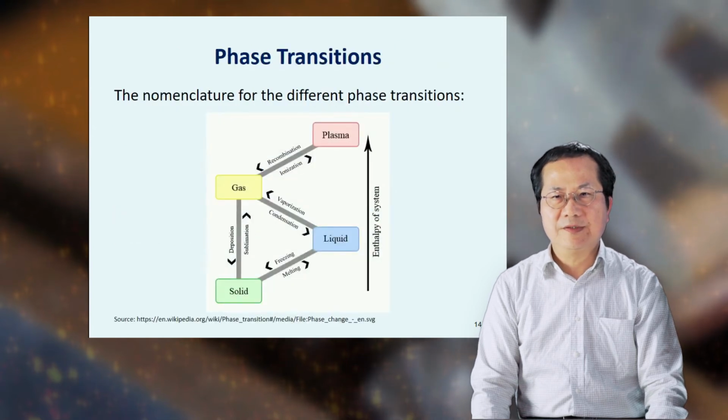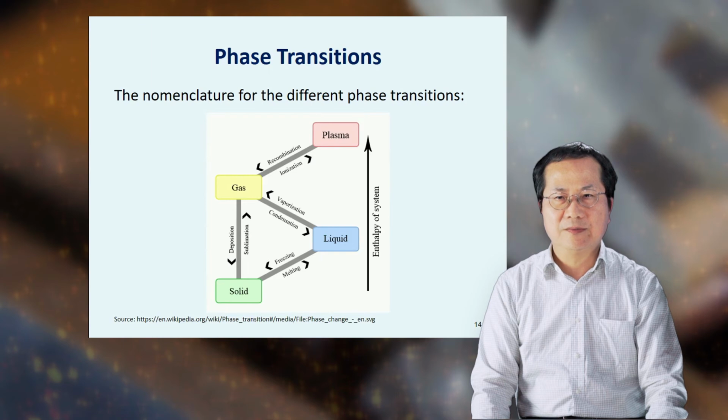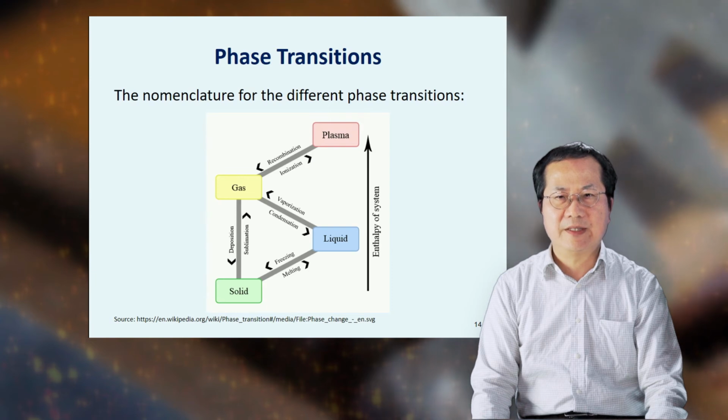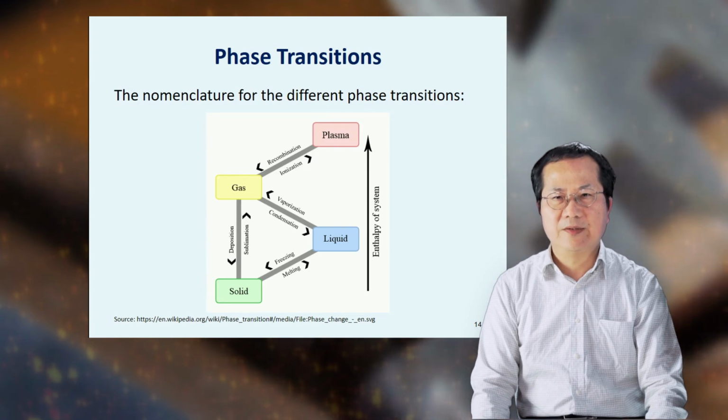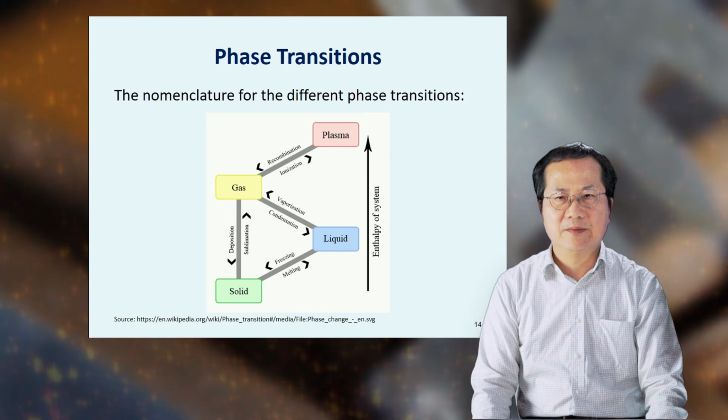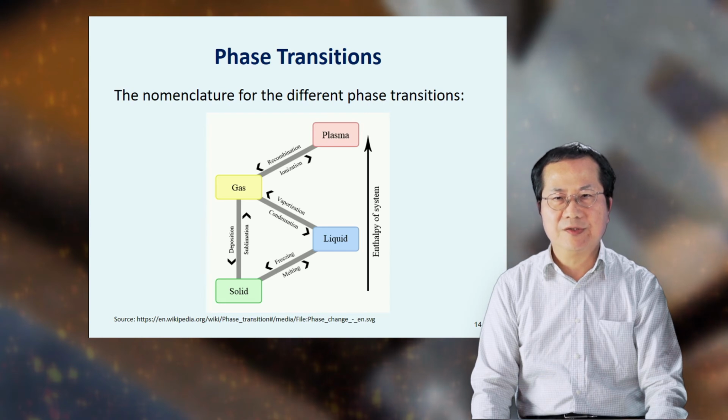The term phase transition or phase change is most commonly used to describe the transition between solid, liquid, and gaseous states of matter, and in rare cases, plasma. A phase of a thermodynamic system and the state of matter has uniform physical properties. This diagram shows the nomenclature for different phase transitions.